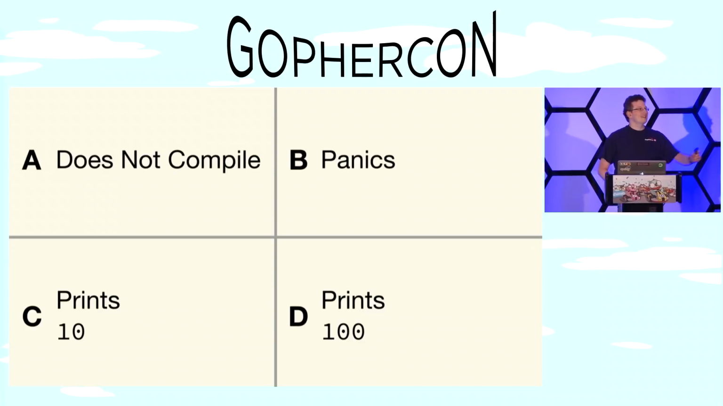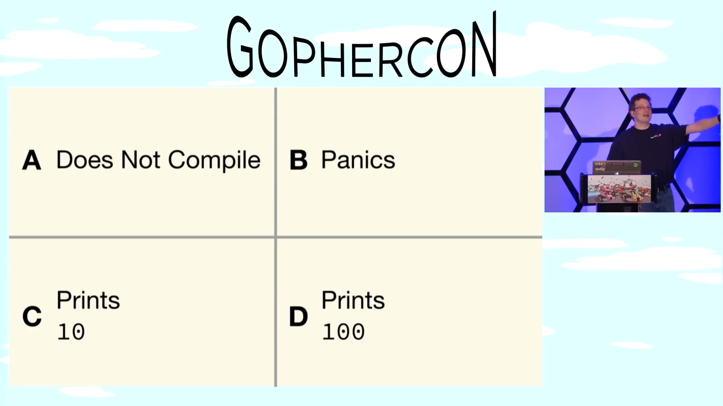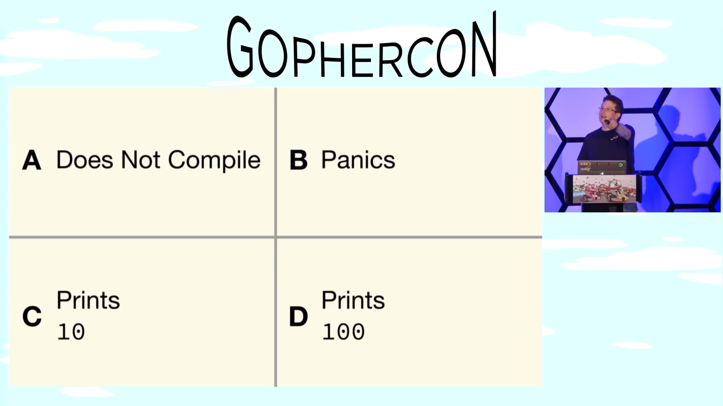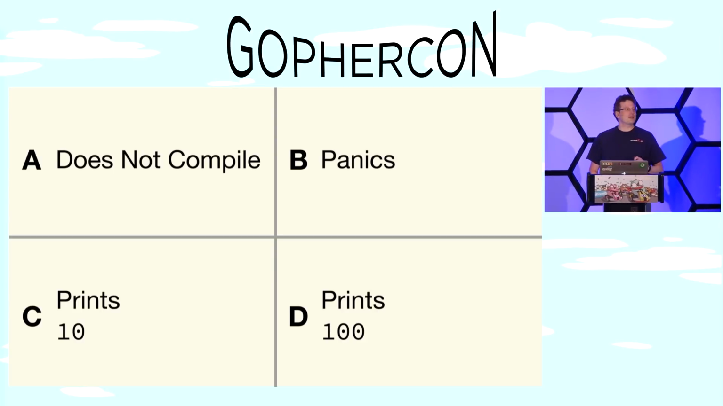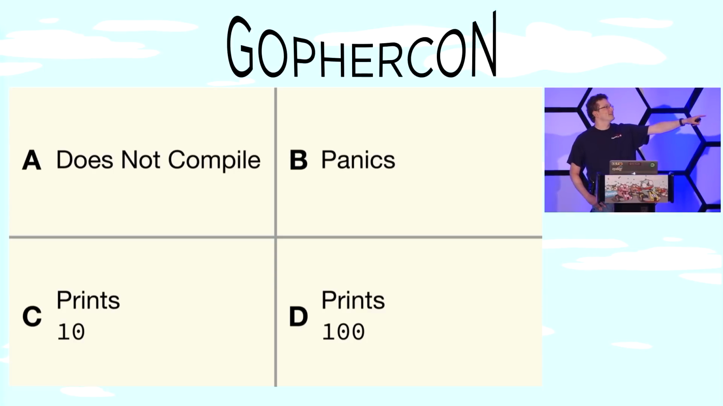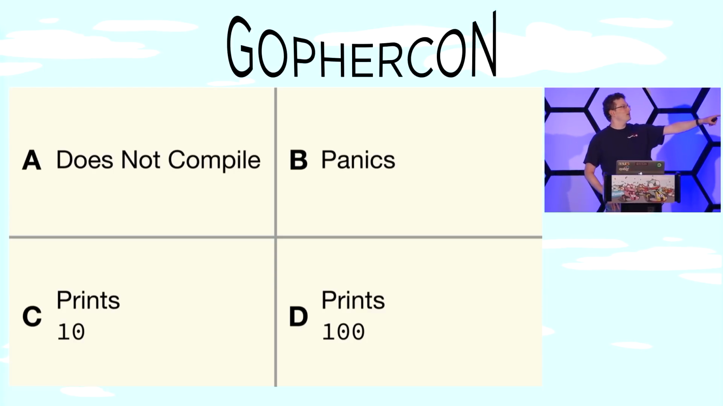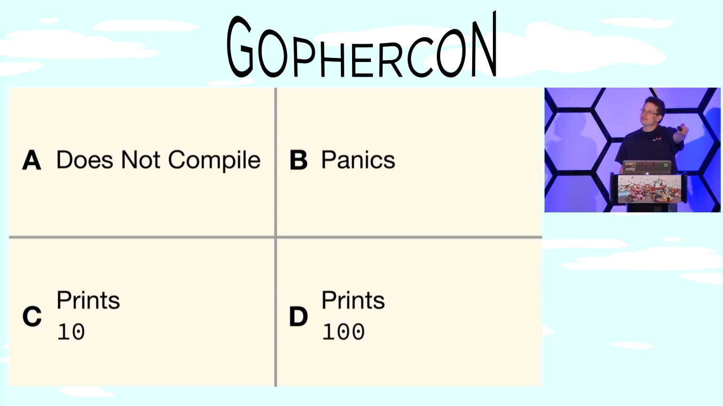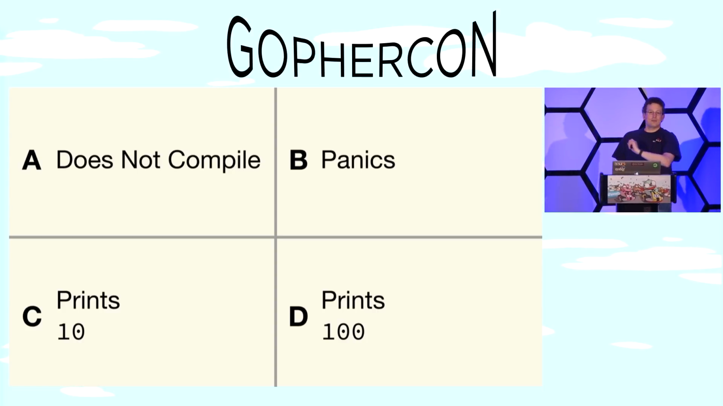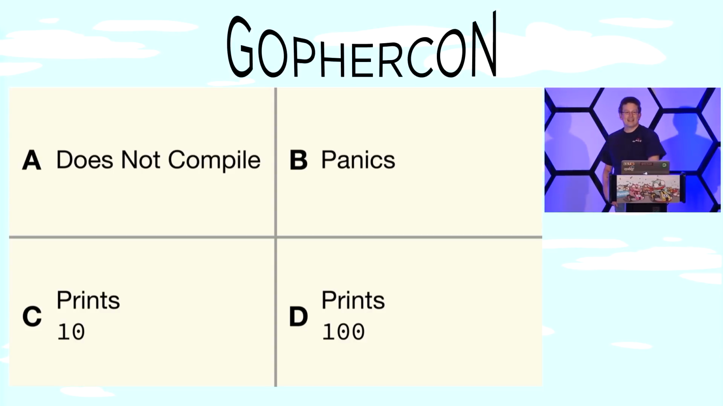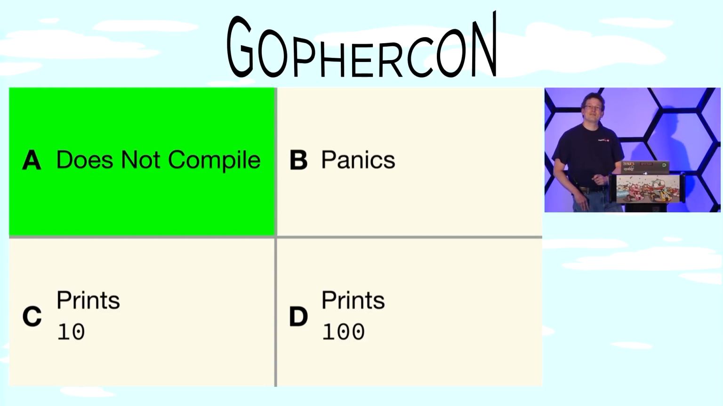So A, does this not compile? Who thinks this code is not going to compile? Okay, good, good. B, who thinks this code is going to panic? Anyone here for panic? All right, C, who thinks it prints out 10, that the inner ret is going to win? All right, and D, who thinks it prints out 100, the outer ret is going to win? I got you this time. The answer is A, this does not compile.